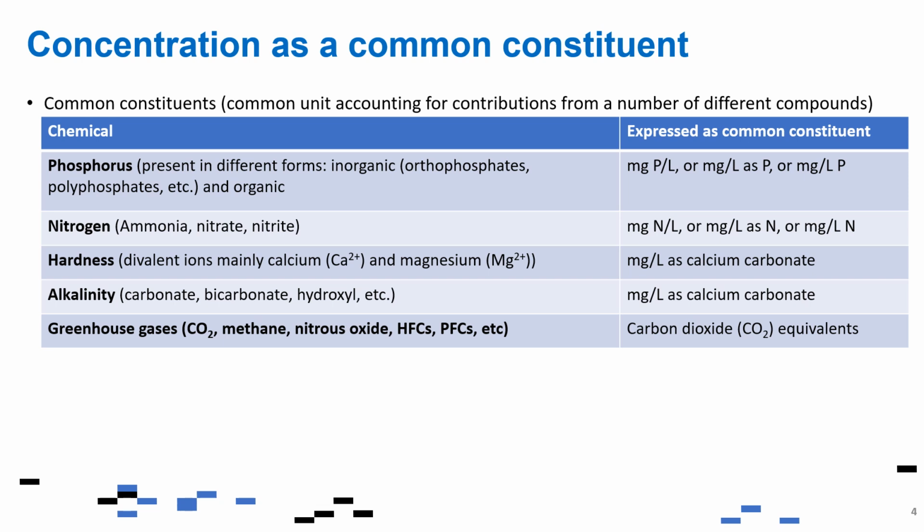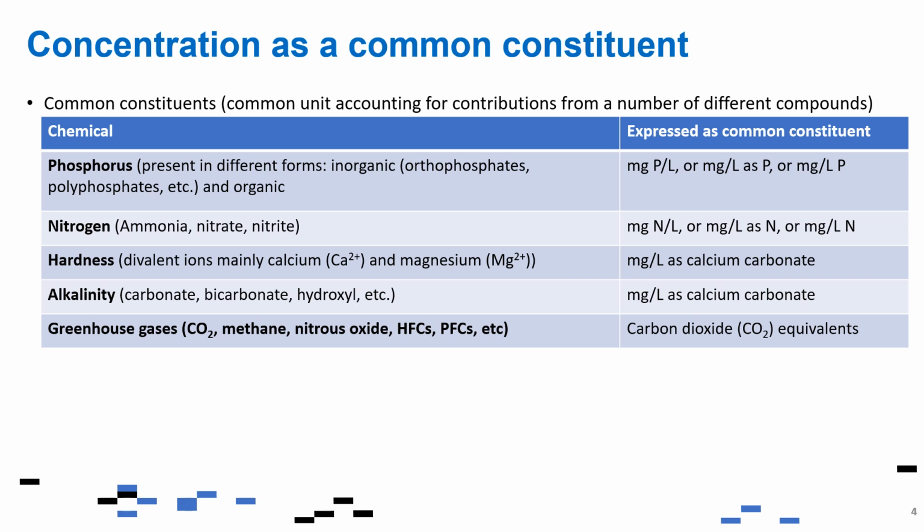We can calculate this equivalent value by knowing the concentration of individual divalent ion, then knowing the equivalent weights of calcium carbonate and the divalent ion species. In the same way, alkalinity is a measure of multiple species in solution, such as bicarbonate, hydroxyl, and others. In this case, it is also represented as milligram per liter as calcium carbonate.